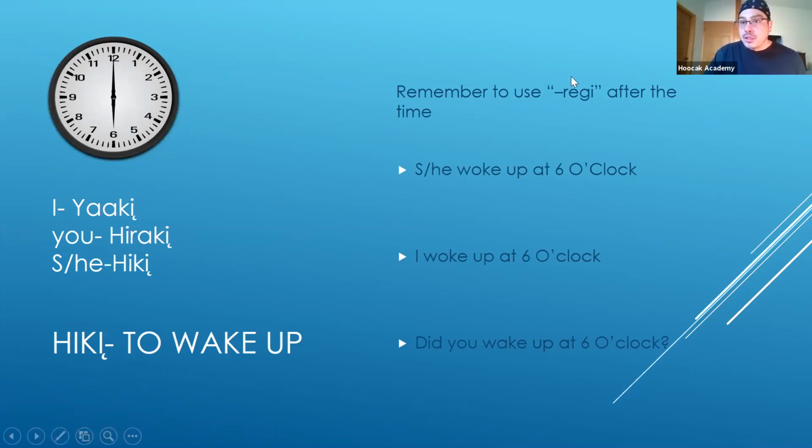We're going to get a little bit of practice in. Top left corner, the clock shows 6 o'clock, that's what we're going to be using. Just below that are the verb conjugations, so write those down if you want. We're using the verb hiki, to wake up. On the right-hand side, we have three practice sentences. If you want, pause the video now and try to work out those sentences, then press play and we'll see how you did.